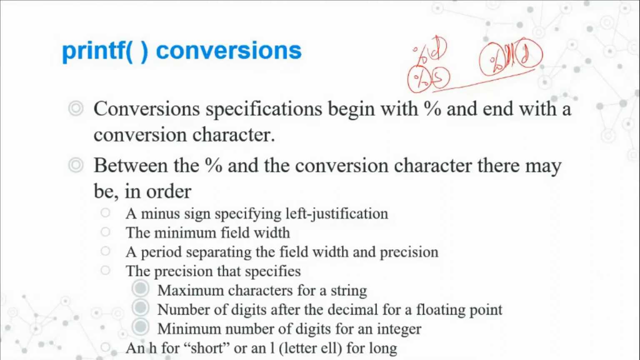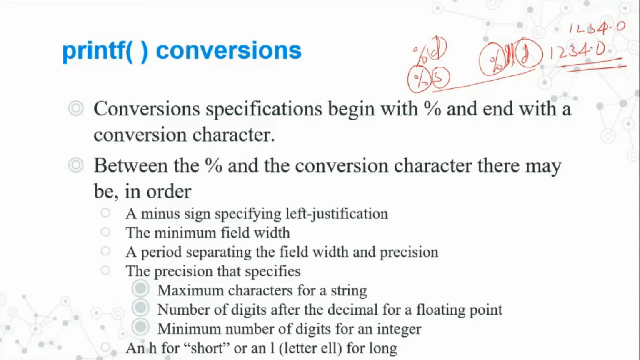Between the percentage and the conversion character, there may be, in order, a minus sign specifying left justification. That is, we are writing something like 1, 2, 3, 4.0, and at some point we want to write it in such a way that it is justified towards the left. If you have to do something like this, then you have to give a minus sign specifying the left justification. How this is done, we will see in a program.